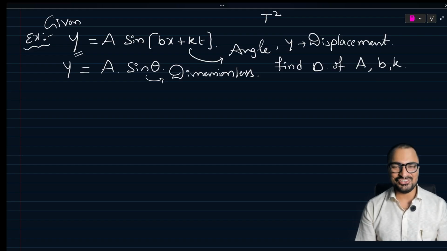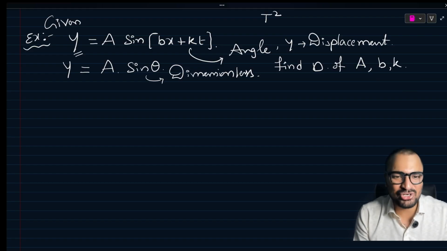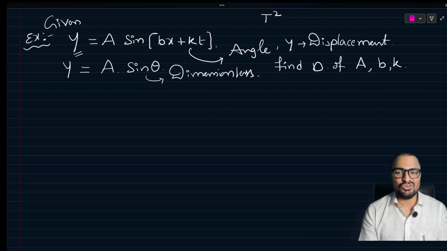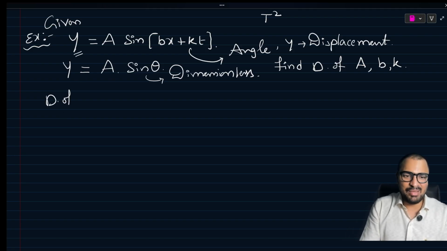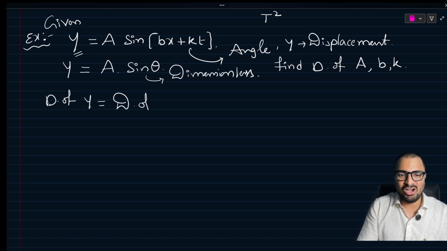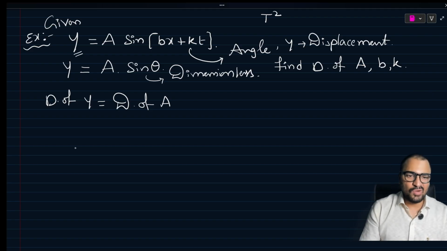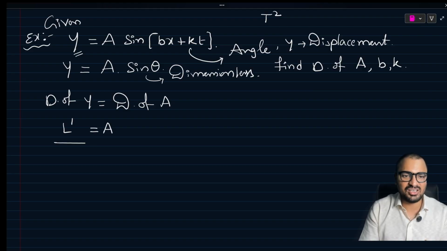K. They may ask the dimensions of A, B, K. Very simple: y is a displacement, so the dimension of A is equal to the dimension of y. Y is nothing but L1. So the dimension of A is simply L1.